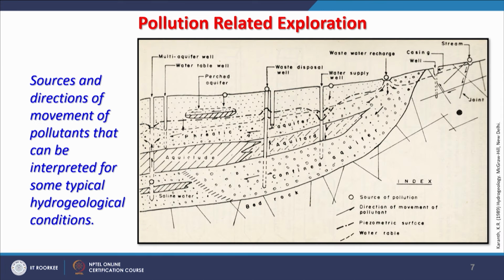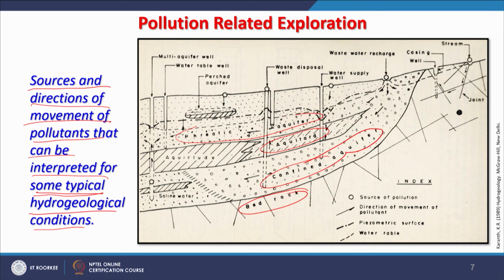Let me give you one example. What we are seeing on the right figure are the sources and direction of movement of pollutants that can be interpreted for some typical hydrological conditions. At the bottom we have the bedrock, and then a confined aquifer, because this aquitard and bedrock are making our confined aquifer. Then we have another aquifer, which is a phreatic or unconfined aquifer. A perched aquifer example is also here.